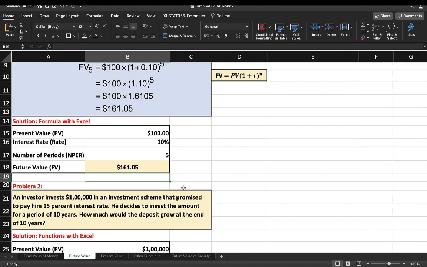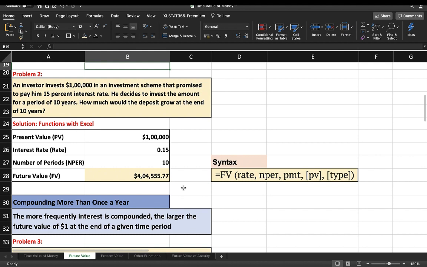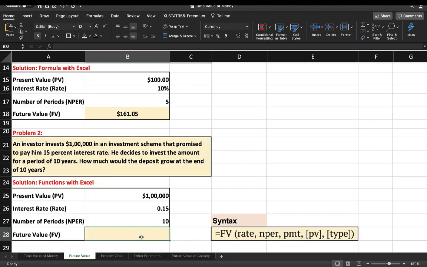To make it simpler, I'll show you another problem wherein we apply the Excel functions. Suppose we have been given the present value as 100,000, the interest rate as 15%, and the number of periods as 10 years. We have to calculate the future value by applying the Excel function.